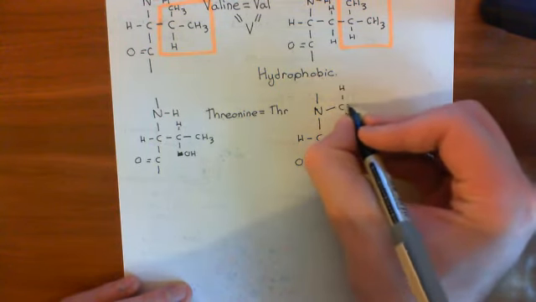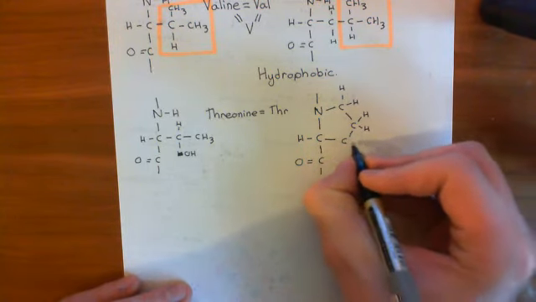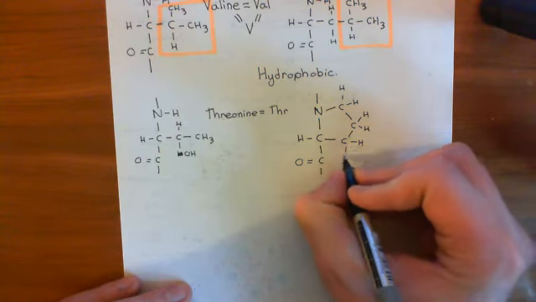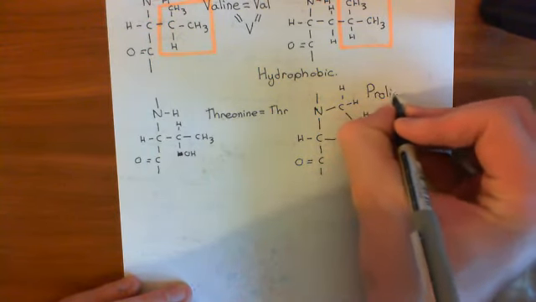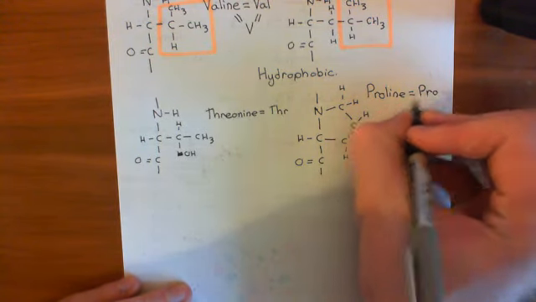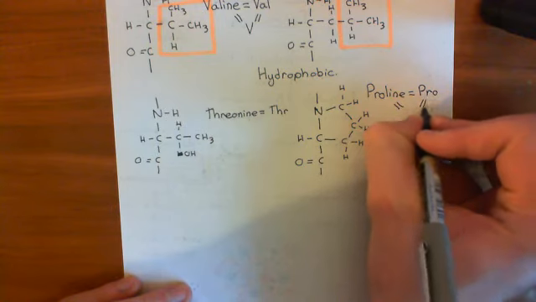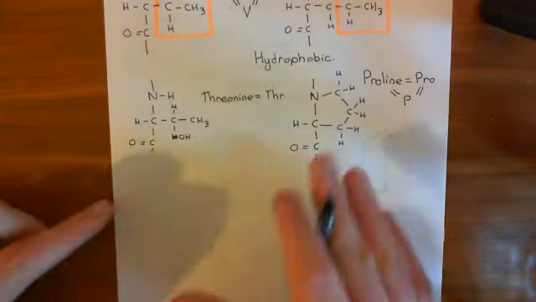And then off each of these carbons there will then be a hydrogen like so. And this is the structure of the amino acid proline. The 3-letter amino acid code for proline is just Pro, and the single-letter amino acid code for proline is just P. Right, so that's the structure of the amino acid proline within a protein.